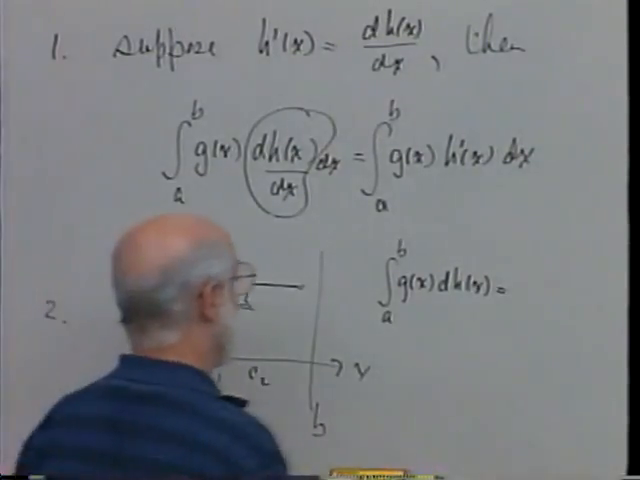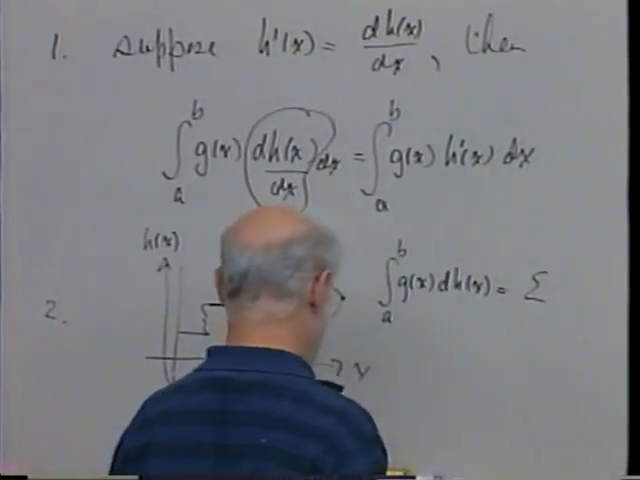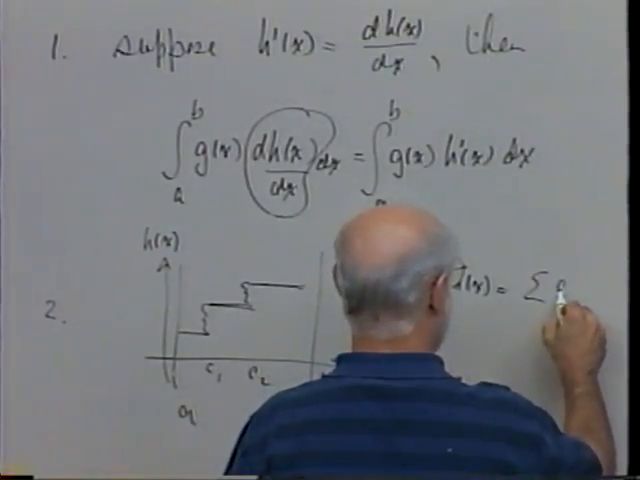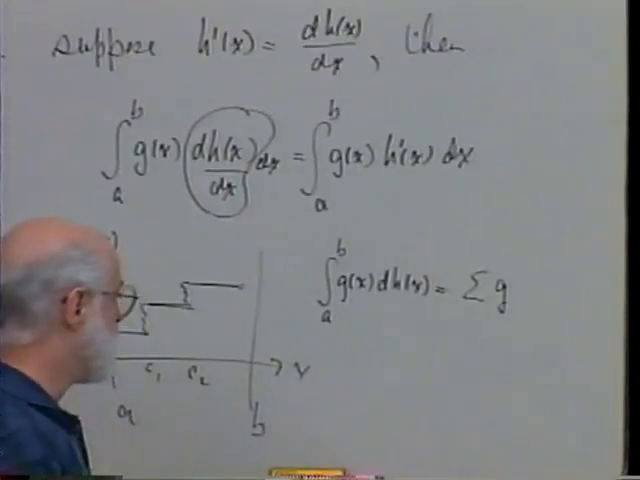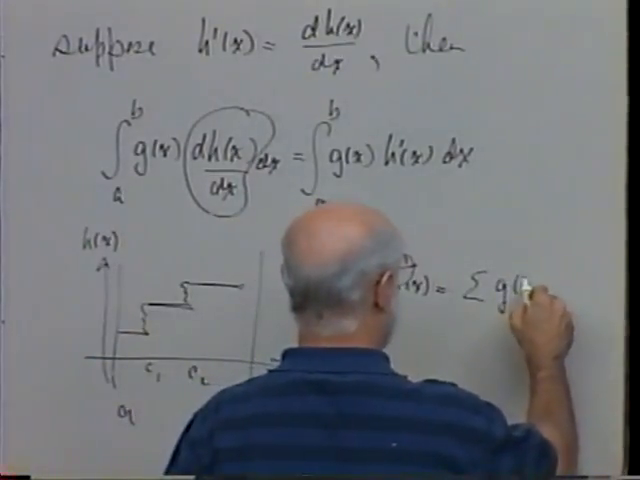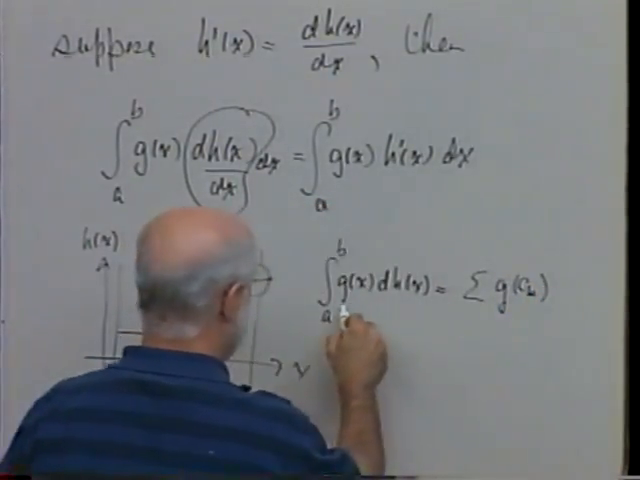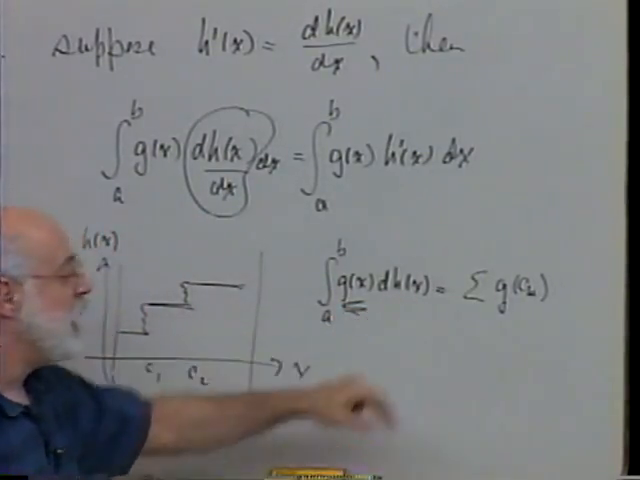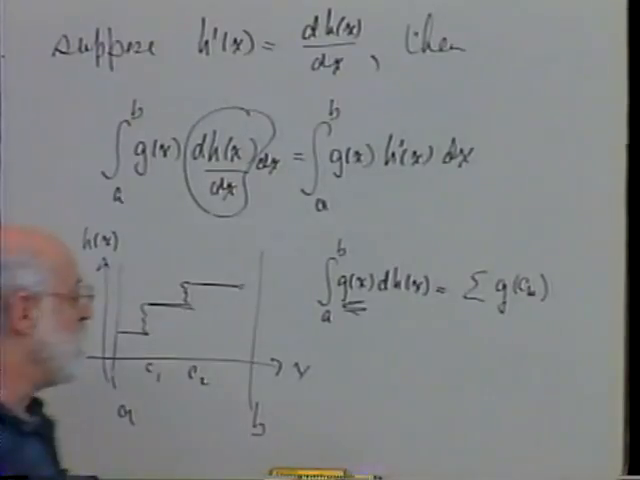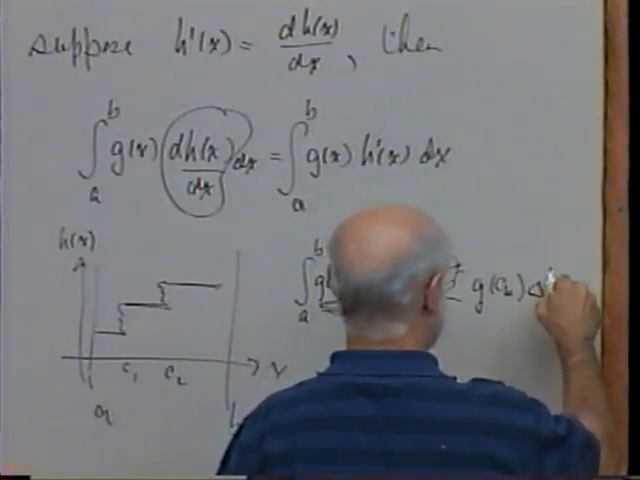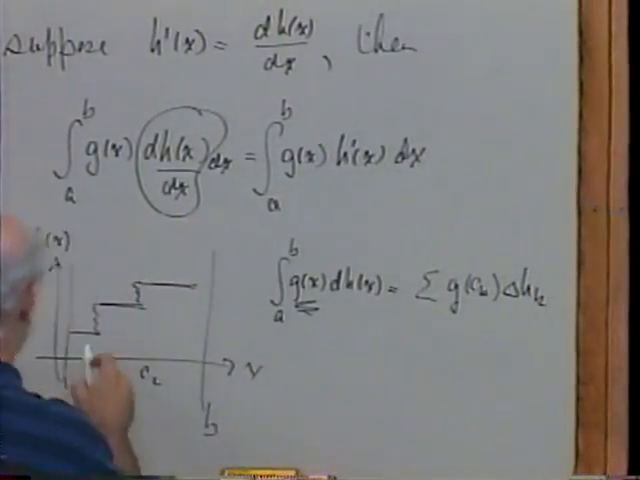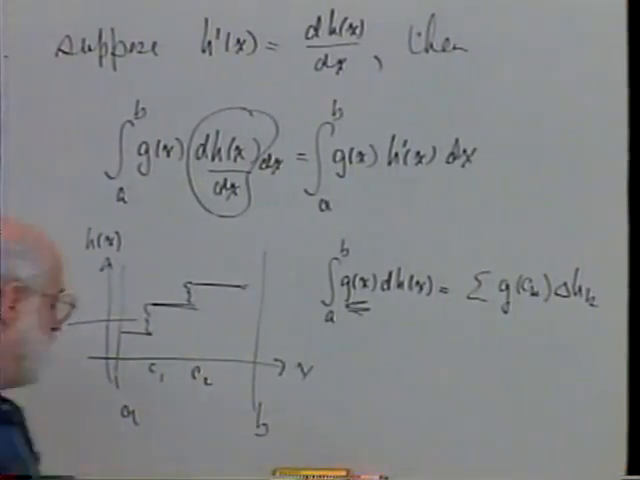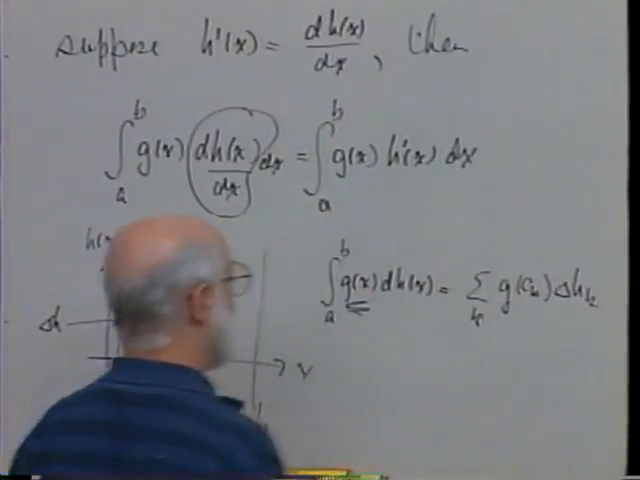So what that means is that if there were altogether n jumps, then what I would do is take the value of g at each of the jumps. I take the value of g at the jump multiplied by the amount of the jump. I'll call that delta h sub k. That's my delta h. And then I just add those up over how many of them there are.